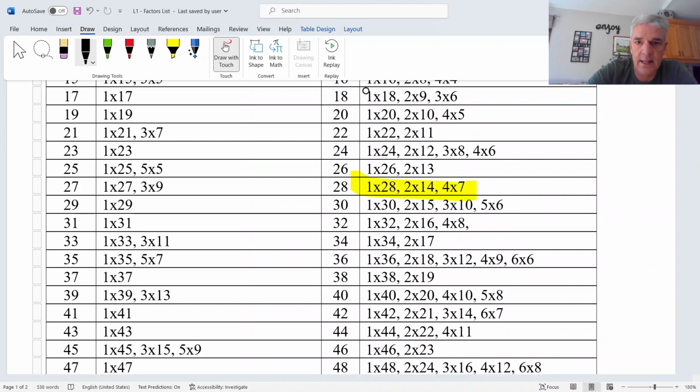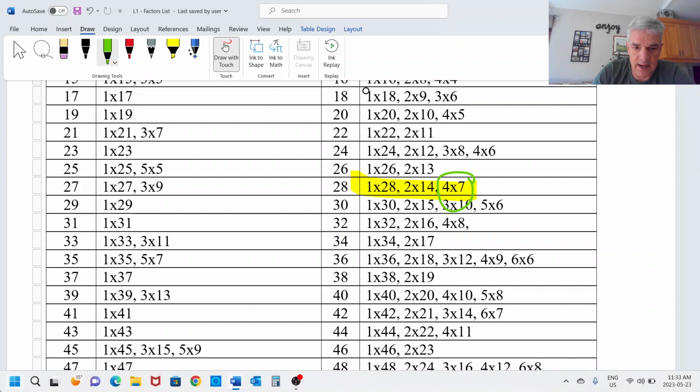If I go like this, I see the difference of 1 and 28 is 27. That's not 3. What's the difference between 2 and 14? Well, 14 take away 2 is 12. That's not going to work. Take the bigger number, subtract the smaller number. 7 minus 4, that's 3. So there's bingo. There's my pair that will give me a difference of 3.